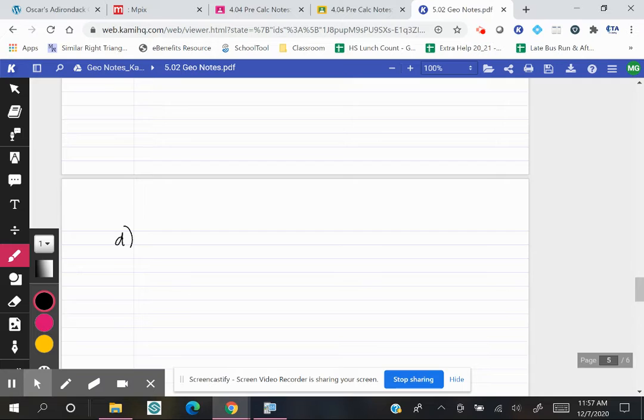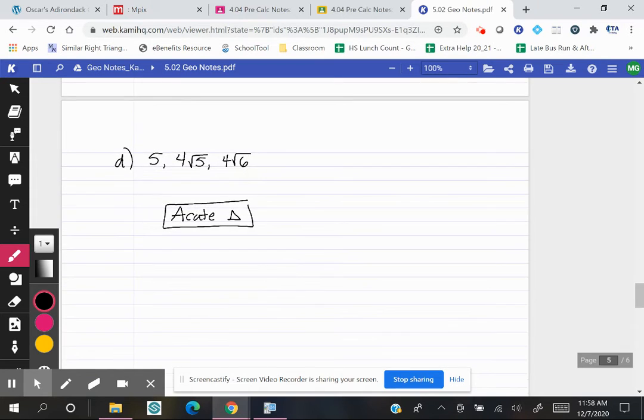And one more. 4 rad 5, and 4 rad 6. Pause the video here and try this one completely on your own. Okay, so you should have squared and set these up. First of all, find the longest side, and then try to figure out, is the longest side less than, greater than, or equal? In this case, it should have been equal, so that should be an acute triangle. On your papers, you should all have the work that leads to that answer.